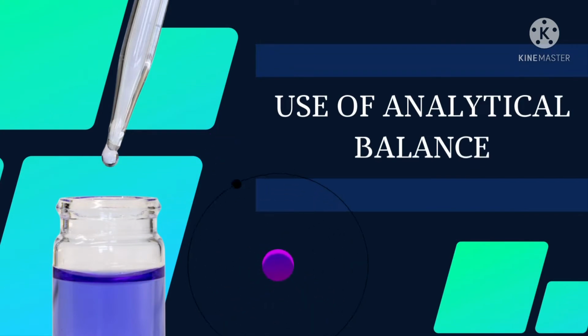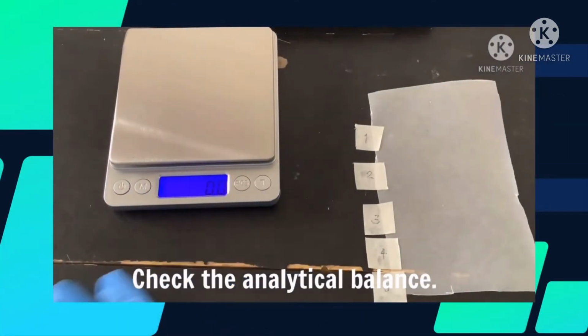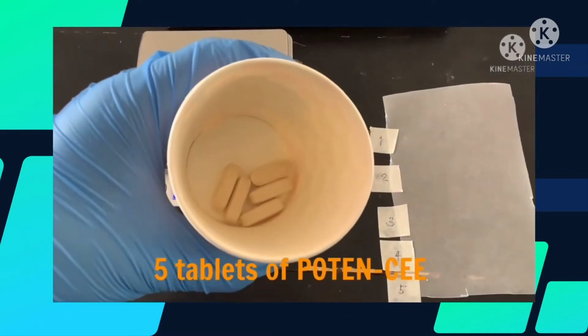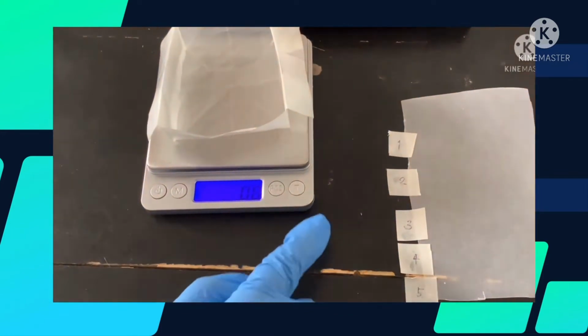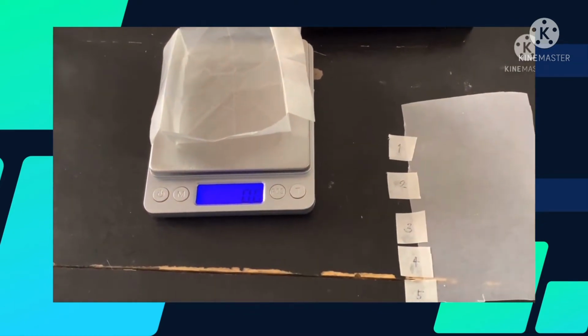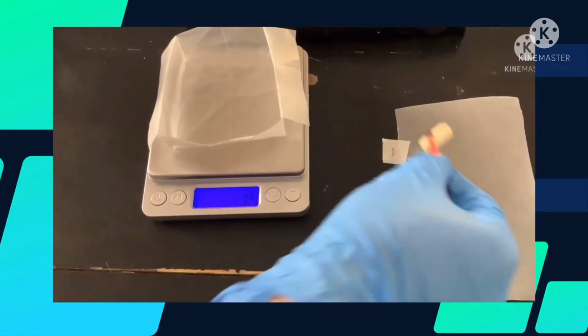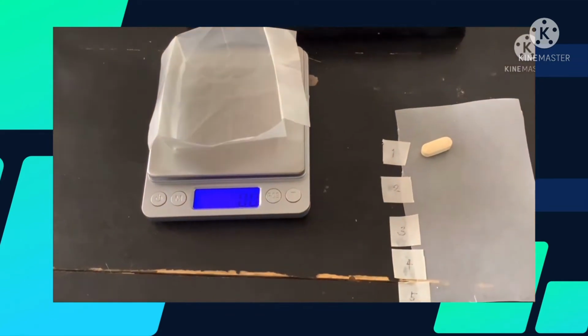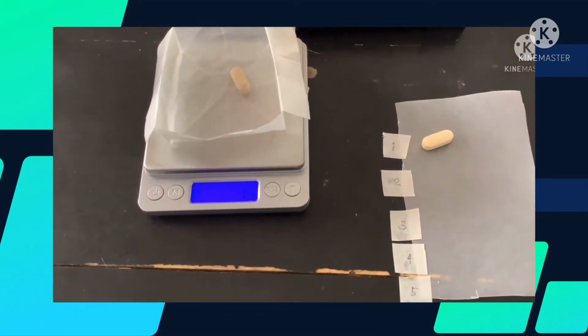And now, let us proceed to the use of the analytical balance. First, check the analytical balance. Randomly collect 5 tablets from the bottle. Keep track of the identity of the tablets. Using a sample pan, weigh each tablet and record the mass in your notebook. Repeat this process 3 times to make 3 readings for each tablet.